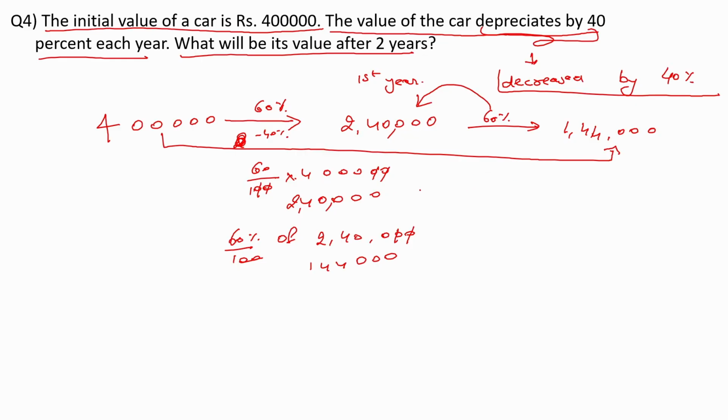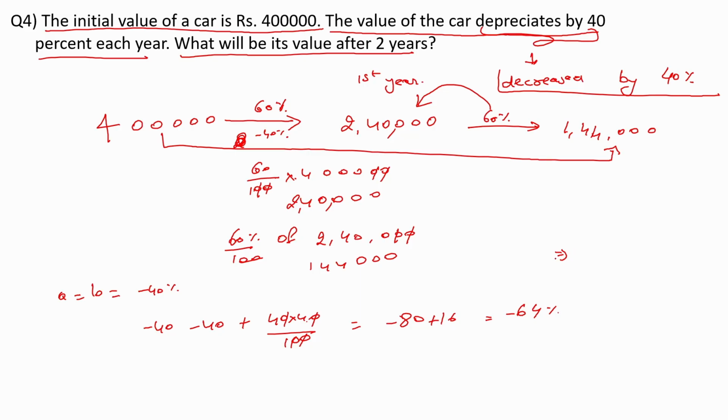This can also be solved by the formula method, guys. Here the values of A and B are both minus 40%. So minus 40 minus 40 plus 40 into 40 upon 100. Zeros get cancelled. 4 fours are 16. Minus 80 plus 16 gives me minus 64%.